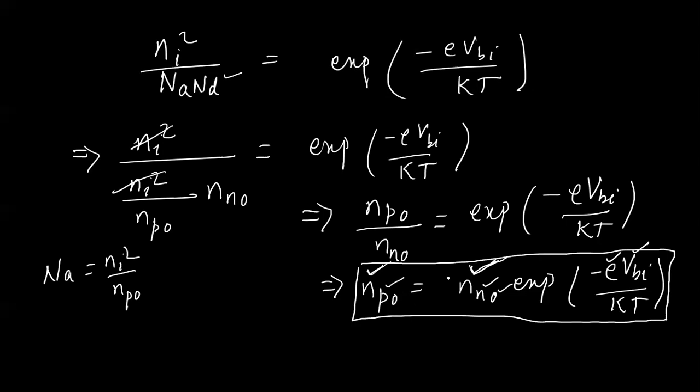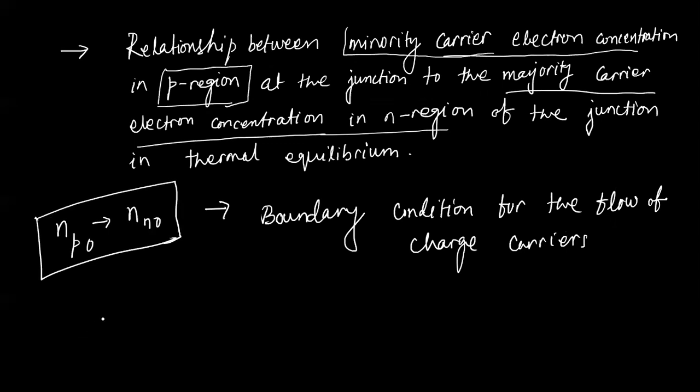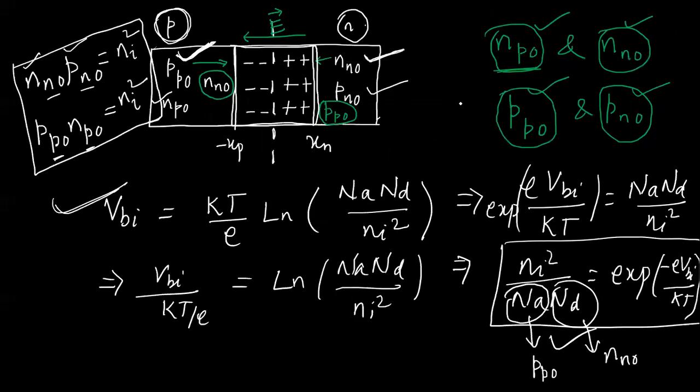That's why the heading says we are going to find the relationship between the minority carrier electron concentration in the P region, Np0 in thermal equilibrium, in terms of the majority carrier electron concentration, that is N in the N region in thermal equilibrium. So that was our objective to establish for electron concentration. Similarly, here we did it for the P region, and the same can be done for the N region. So we could establish a relationship.